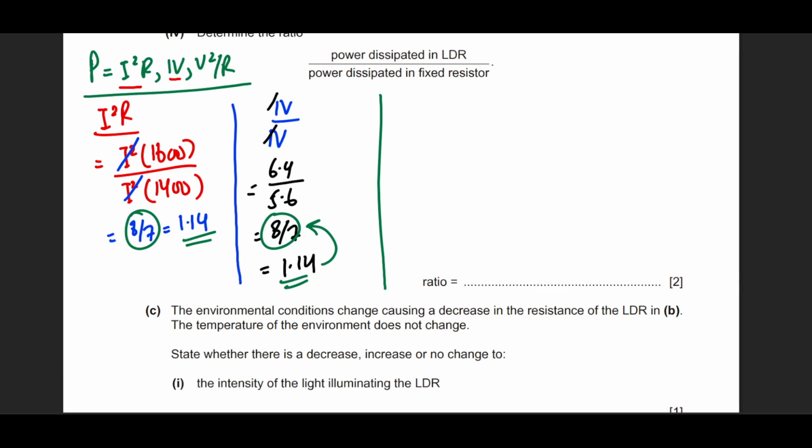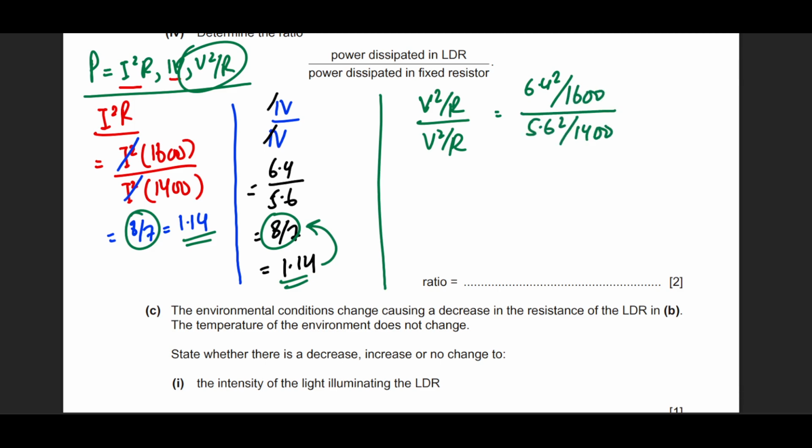Now, the third method would be V squared over R. So V squared over R divided by V squared over R. This will be 6.4 squared divided by 1600, divided by 5.6 squared divided by 1400. Now, when you try this again, guess what? You get 8 by 7, which is 1.14. So to two significant figures, this is going to become 1.1.